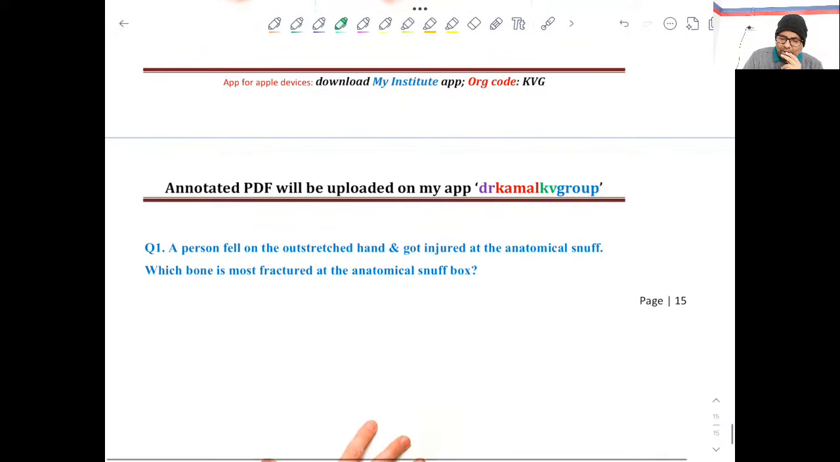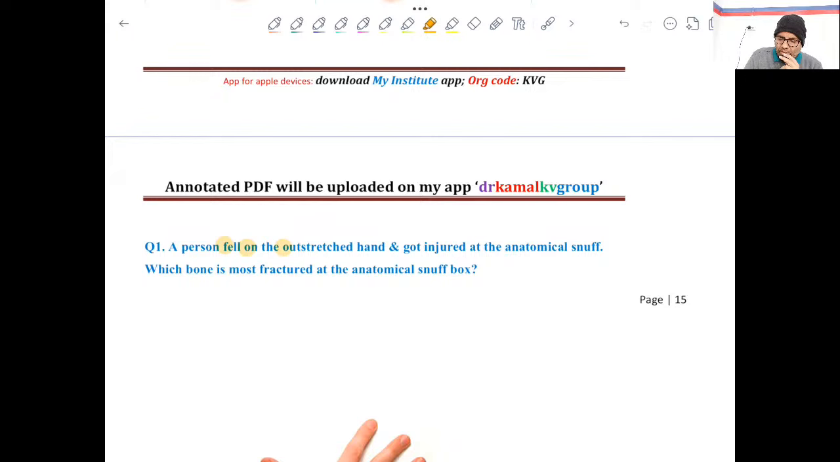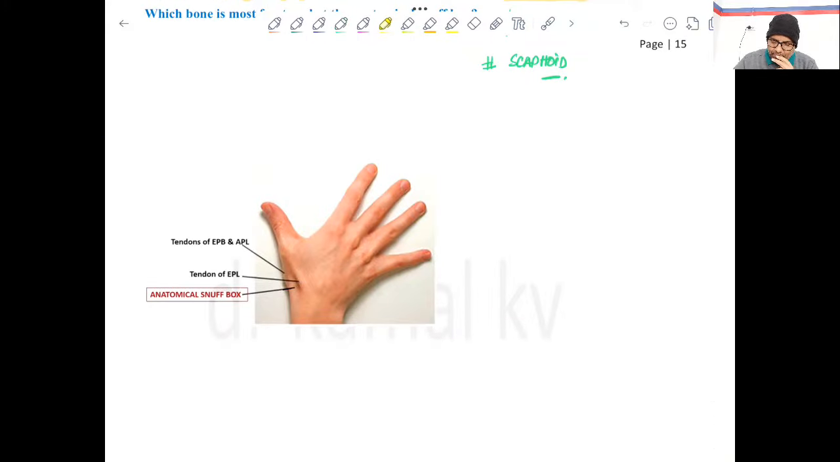Then last, a patient fell on an outstretched hand, this is a FOOSH injury actually. And the moment you have a FOOSH injury, then tenderness in the anatomical snuff box, there is no doubt as to fracture of scaphoid. Clear? So think of fracture scaphoid, post FOOSH injury, tenderness in anatomical snuff box. So these are the boundaries of the anatomical snuff box, of which the scaphoid forms the floor. The medial boundary is formed by extensor pollicis longus, and the lateral boundaries are formed by two tendons, that is extensor pollicis brevis and abductor pollicis longus.